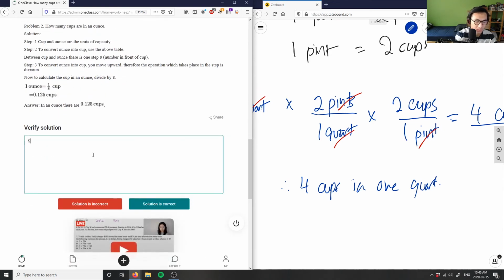So I'm going to say the solution is correct, but the final statement is wrong. There are 4 cups in 1 quart. So I'm going to say the solution is incorrect, just so they can correct this.